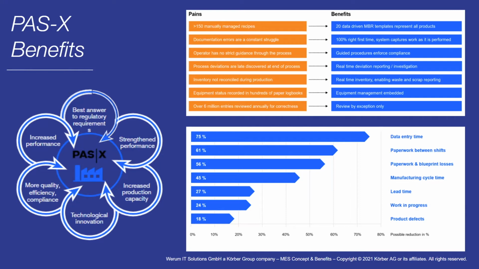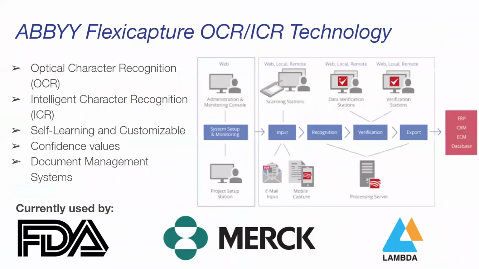A key aspect of the problem statement is to transform paper-based documentation into a digital readable format. As a result, to move toward a complete digitization is to fully integrate paper-based documentation. To tackle this, up next, my colleague Carolina will introduce the ABBYY FlexiCapture OCR ICR technology as a proposed hybrid solution.